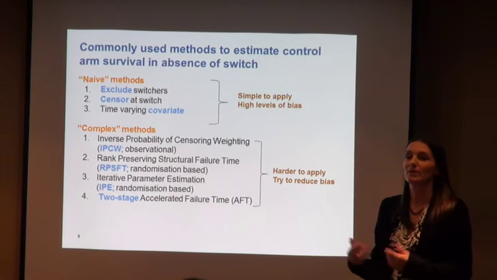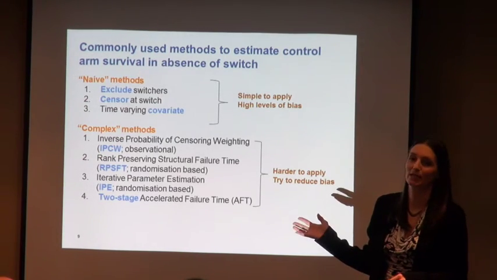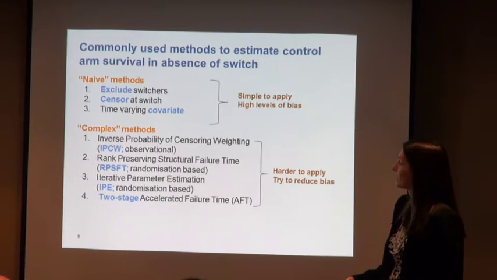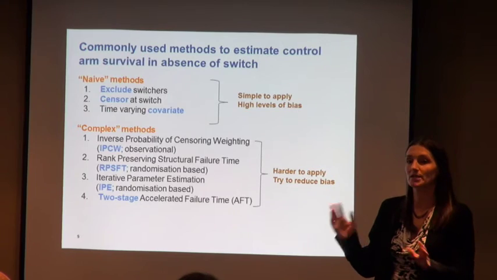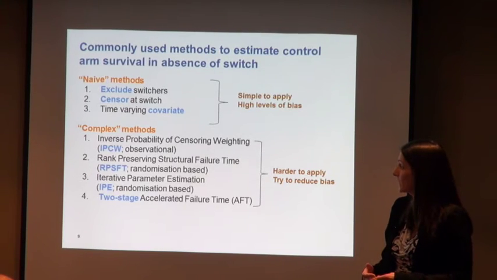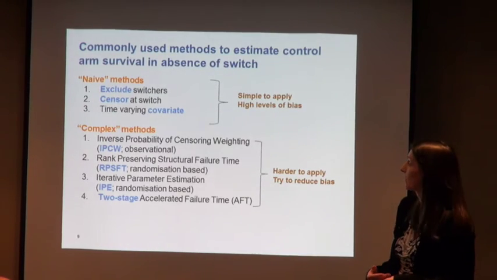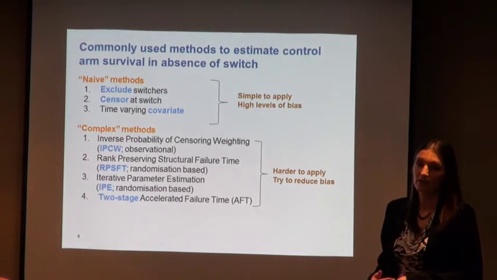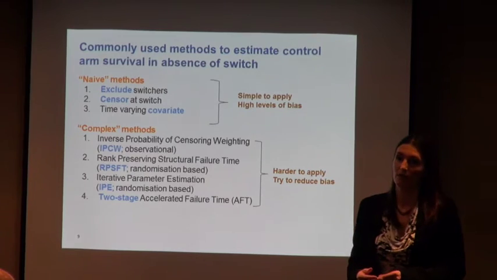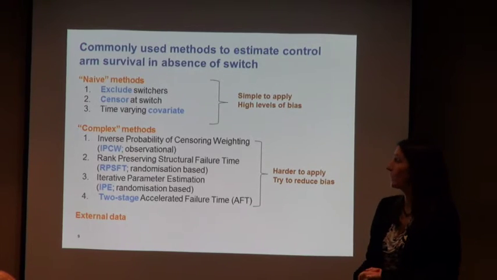And they do have really nice, long, complicated-to-say names. They tend to be abbreviated. So inverse probability of censoring weighting, IPCW, essentially uses observational data methods. Rank-preserving structural failure time is quite a different approach. It's based on the randomization of the trial. It's abbreviated RPSFT. Iterative parameter estimation is similar to the rank-preserving approach, and there's also a two-stage model. These are the most common models that are used. There are other ones out there, but these are the ones that tend to be used the most within health technology assessment, at least. And then finally, the use of external data.